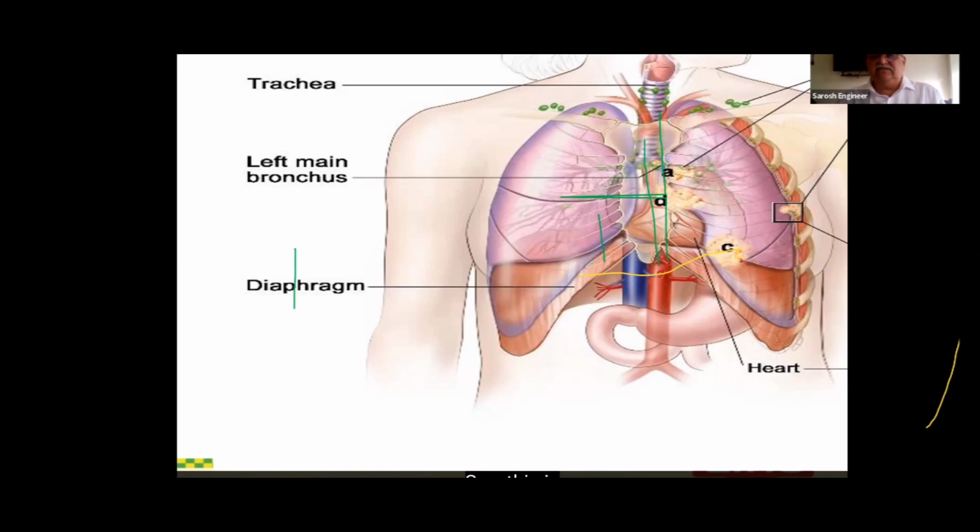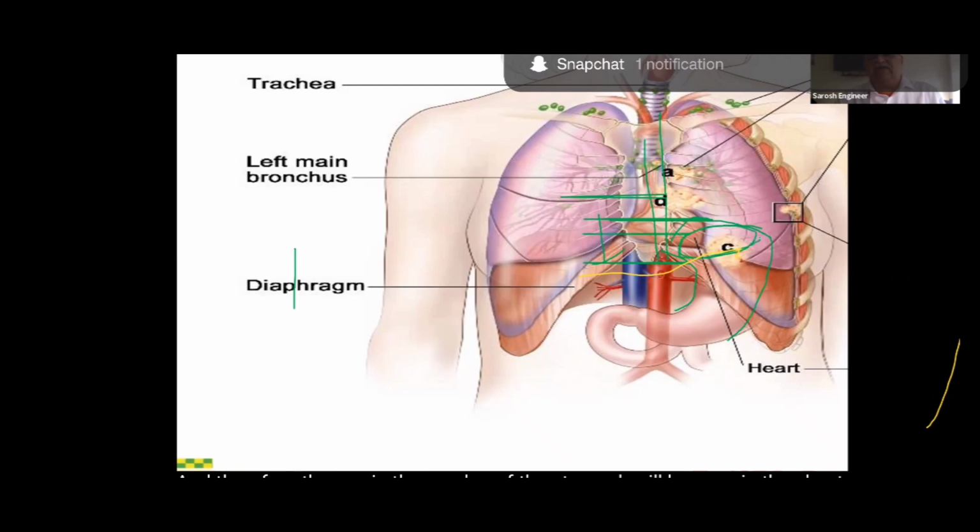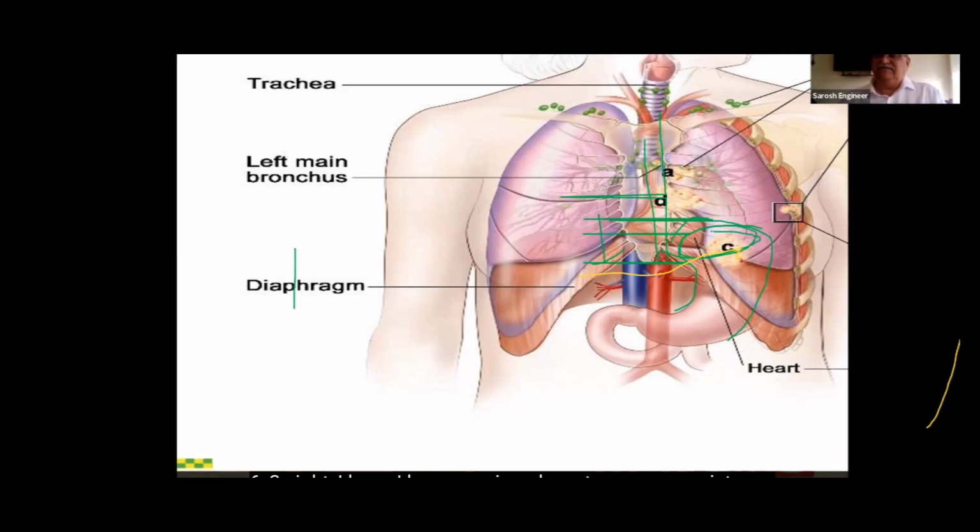See, this is the lesser curvature. This would be lesser curvature. This would be greater curvature, and that will be the fundus. And therefore, the gas in the fundus of the stomach will be seen in the chest X-ray.